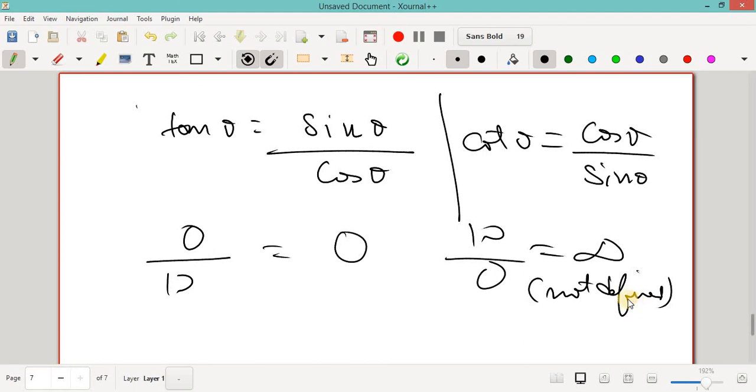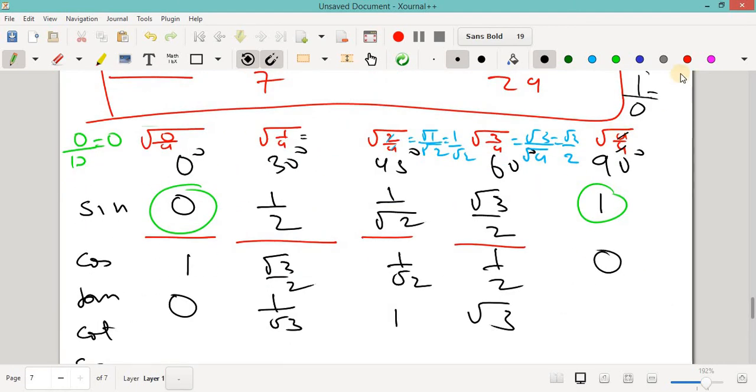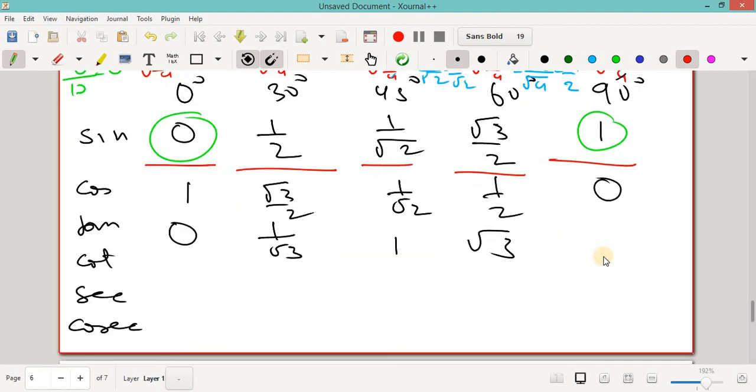Is it clear? So if the denominator is 0, as you can see in this case, the denominator is 0. So 1 by 0 will be what? Not defined. Or you can just write infinite here. Okay, you can write like this. So this way we find out the formula. See, once you do this in your copy, it will be very easy to do mathematics, and you will feel that trigonometry is a very easy part of mathematics.